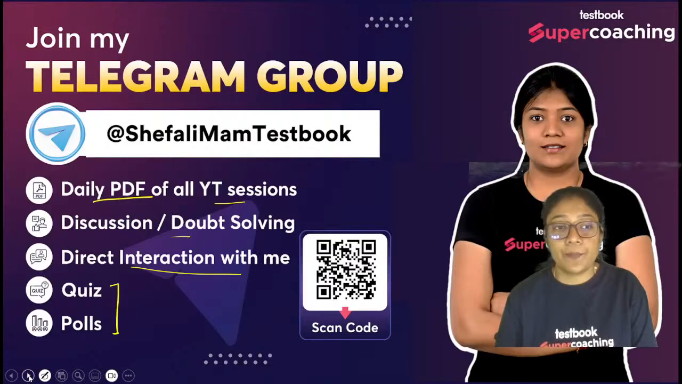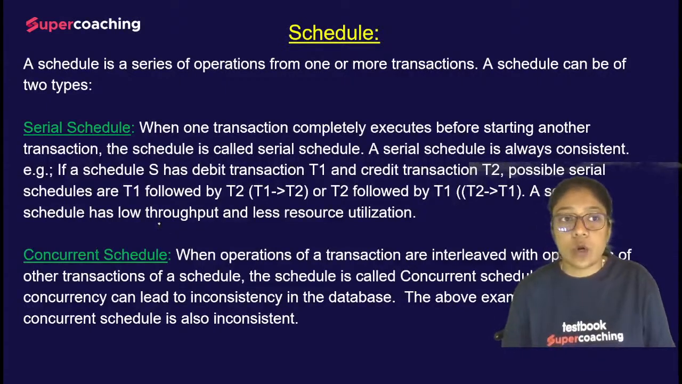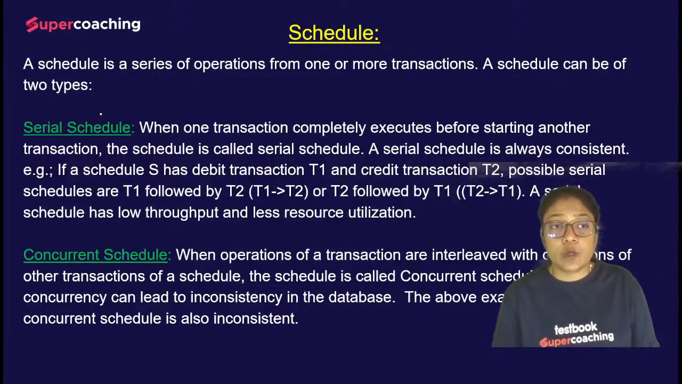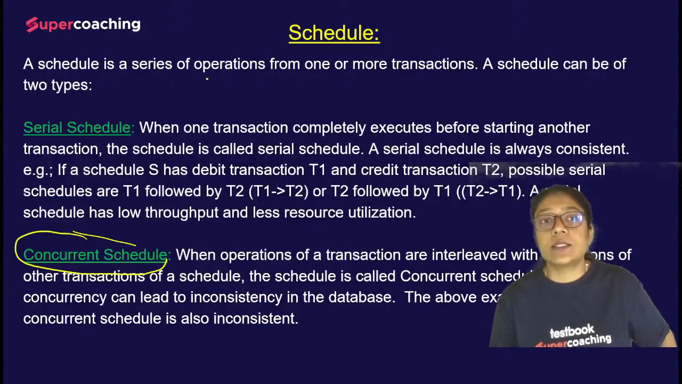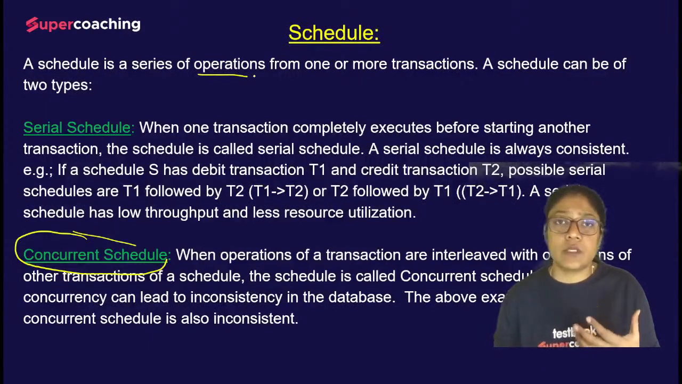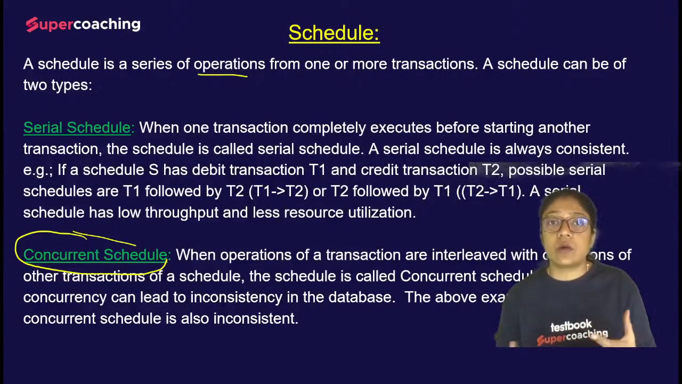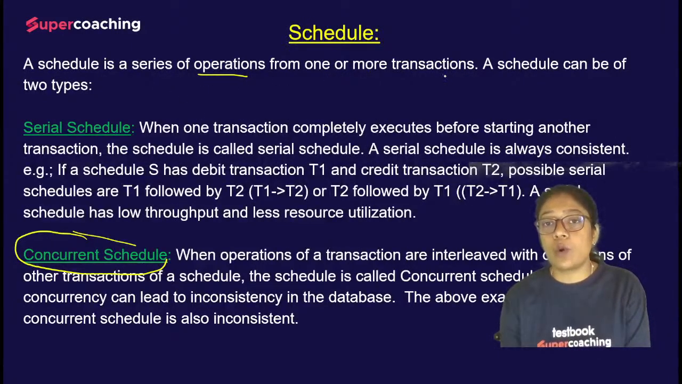All right. Okay, so as we have talked about the schedule, this is what we have already talked, that we have two types of schedule, a serial schedule and the concurrent schedule. So schedule is nothing but a series of operations, like how we are performing the different set of read operations on various data items and the write operation on the data items. So it's a series of operations from one or more transactions.